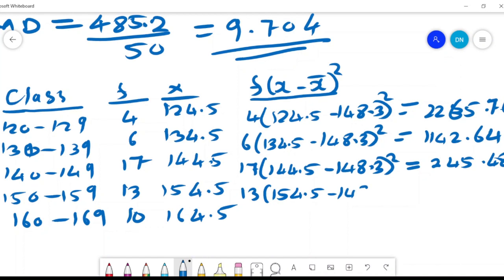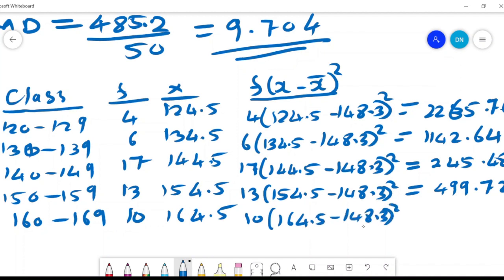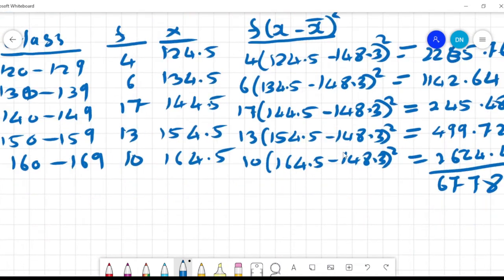And then the other one will be 13 times 154.5 minus 148.3, you square, and that will give me 499.72. And the final one will be 10 times 164.5 minus 148.3. You square the answer, and then you multiply with 10, and that will give you 2624.4. If you sum this, it gives you 6778 as the final value of the summation. So that is the sum after you sum them up.